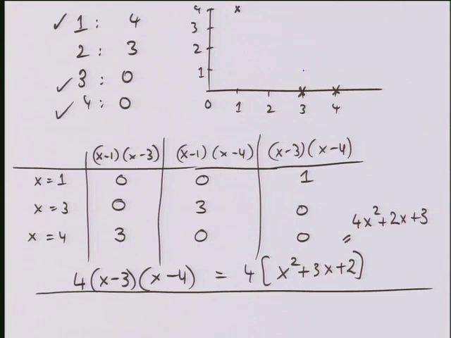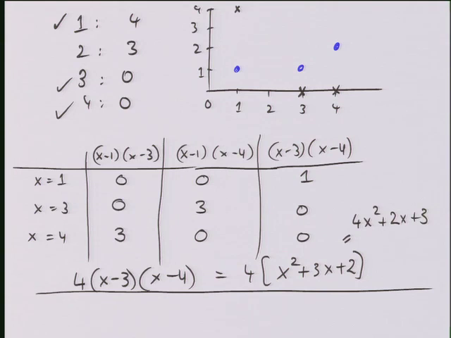Let's say it was 1 at 1, 1 at 3, and 2 at 4. Okay, let's say we are trying to interpolate this blue polynomial. So what do we do?